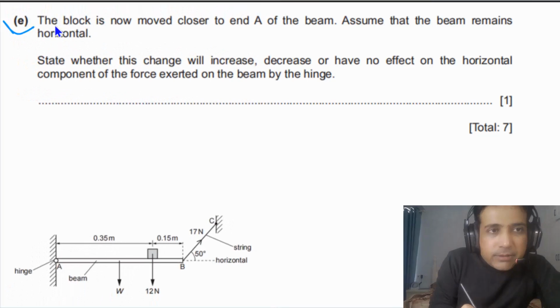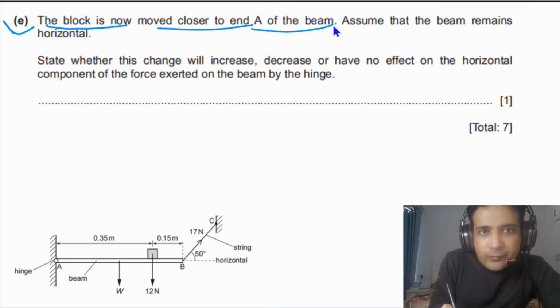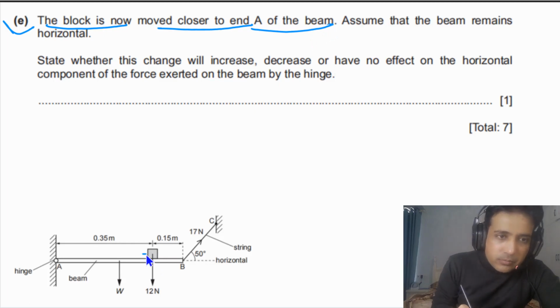For part E, it is given to us that the block is now moved closer to end A of the beam. This means the block is moved to the left. So we can simply imagine the block is somewhere here. So the 12 newton force is acting at this point. So we can draw this 12 newton force.